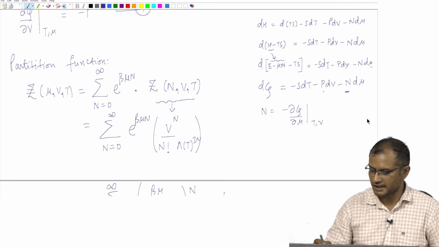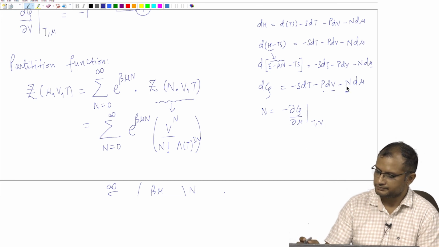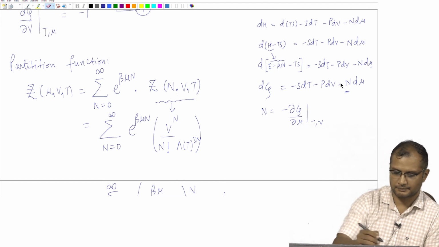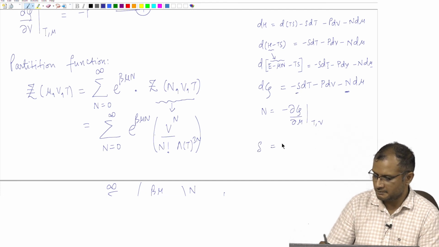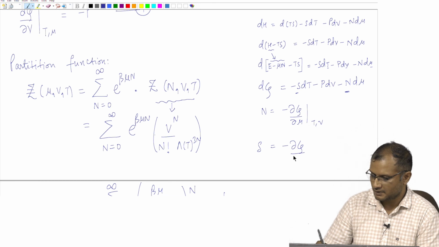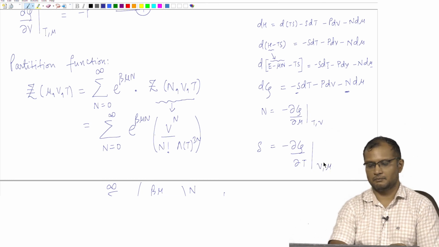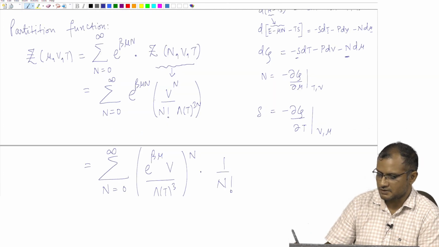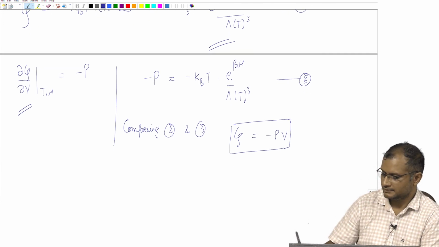So, like I have said here, n was determined by taking this derivative. You can determine volume, you can determine entropy by simply minus d xi by dT at constant V comma mu. Okay. And that ends the discussion on the grand canonical ensemble, right.